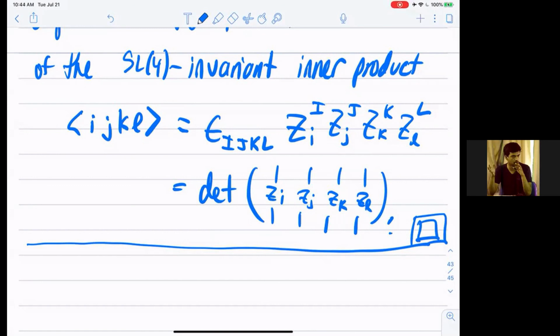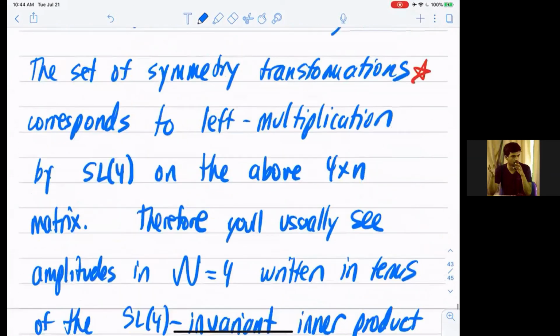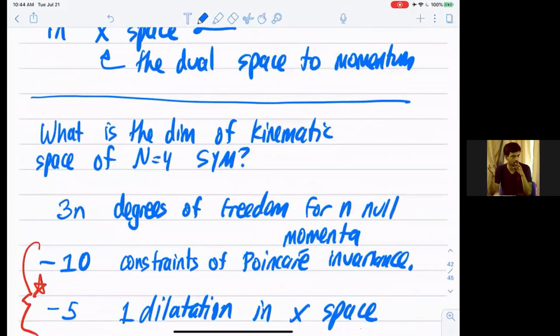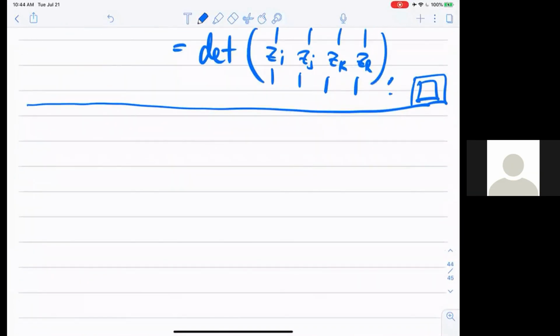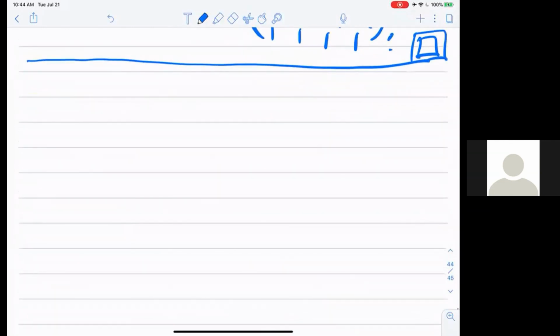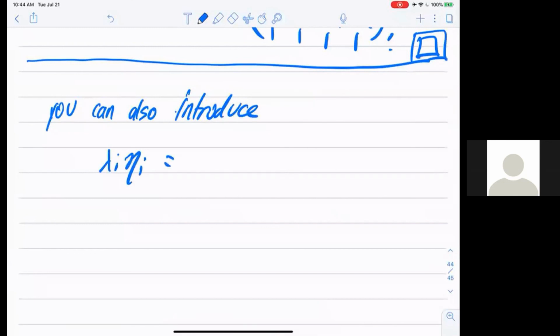I have a question. So when you wrote dual superconformal invariants, what did you mean by super? Because you only have 15 parameters, it seems like. For lack of time, I didn't discuss it, but there's an analogous construction you can do involving the Grassmann variables. Let me just sketch it in less than 1 minute. You can also introduce lambda I eta I as being theta I minus theta I plus 1.